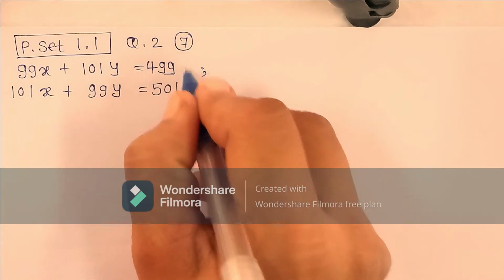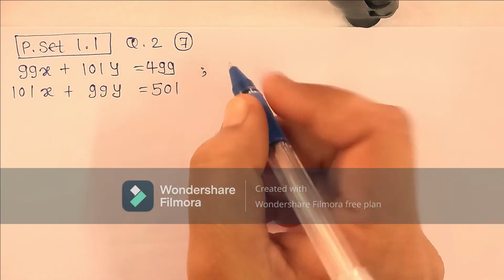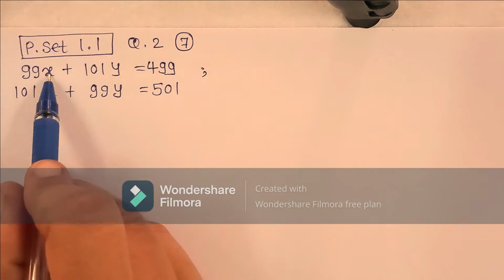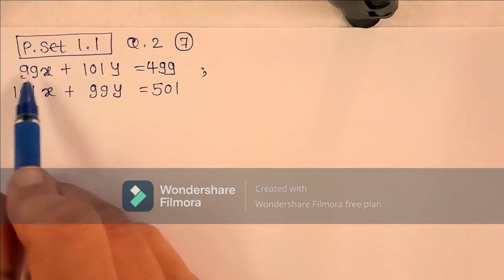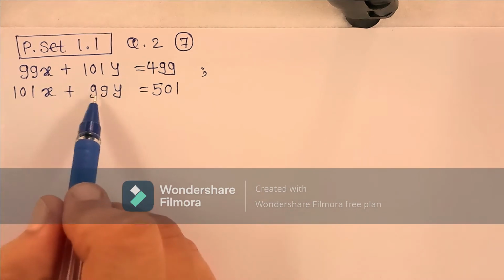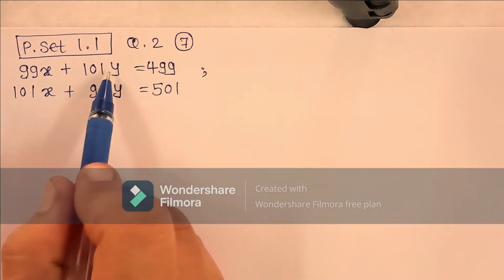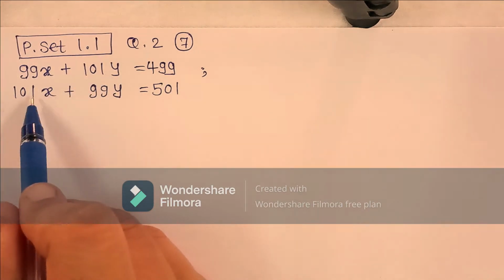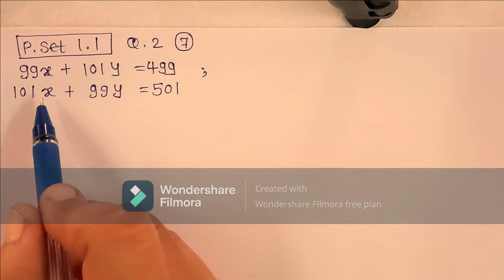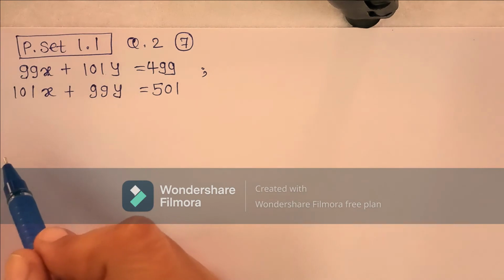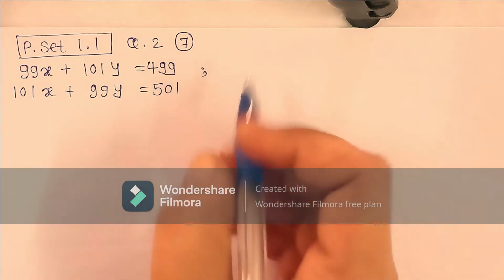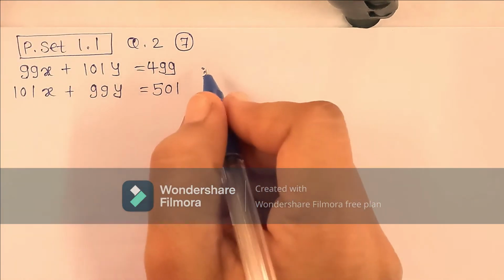So here, if you observe these two equations properly, you will understand that the coefficient of x in the first equation is 99, whereas the coefficient of y in the second equation is the same 99, and the coefficient of y is 101 and the coefficient of x is 101. Means what? Here the coefficients of x and y are interchanged.